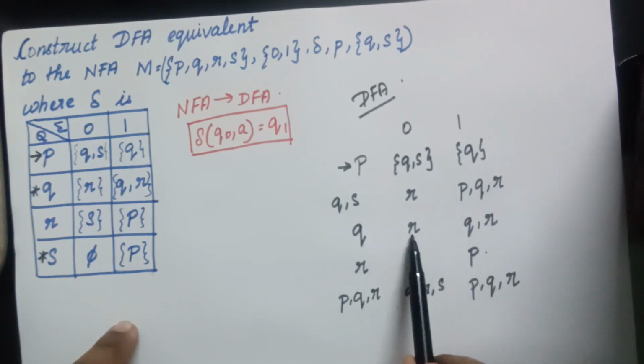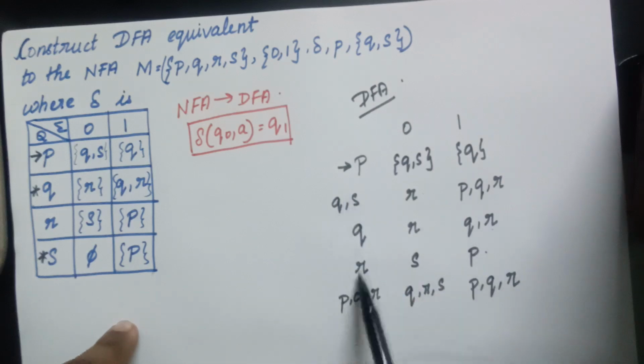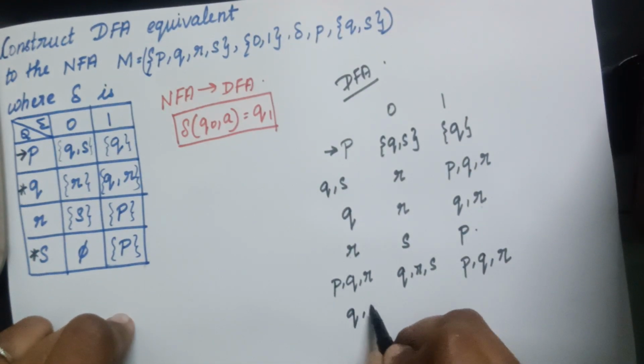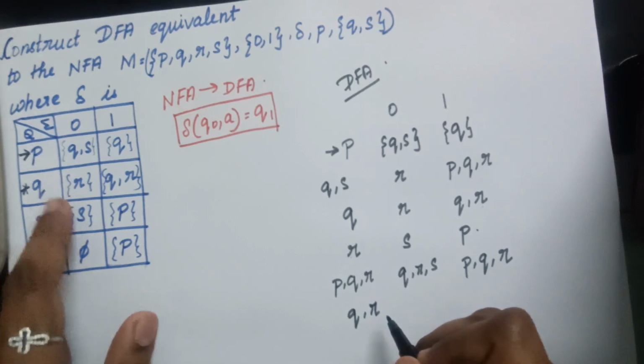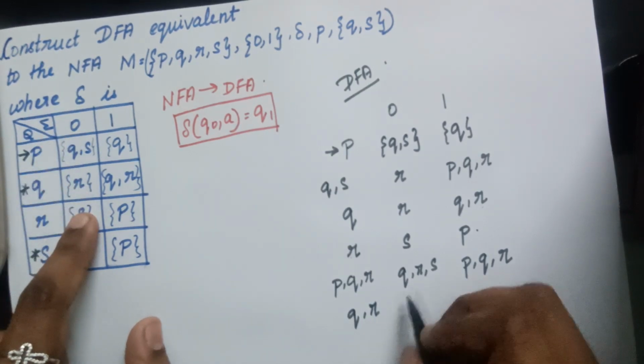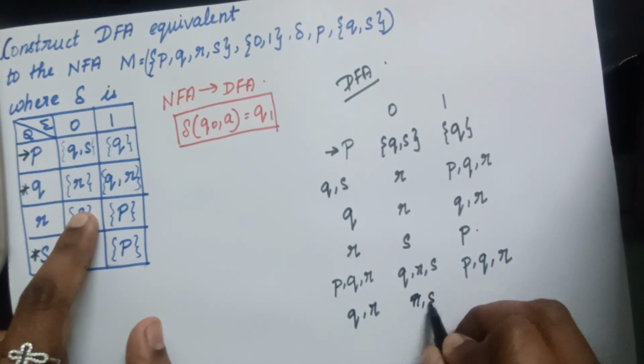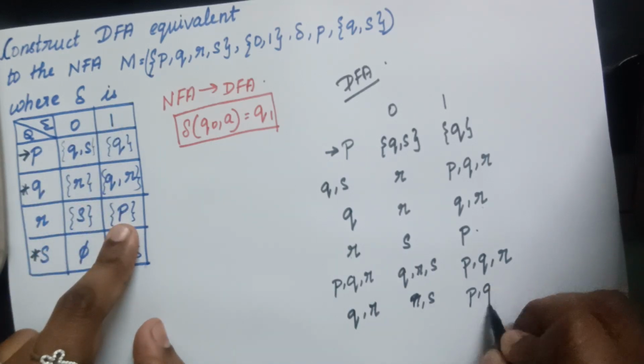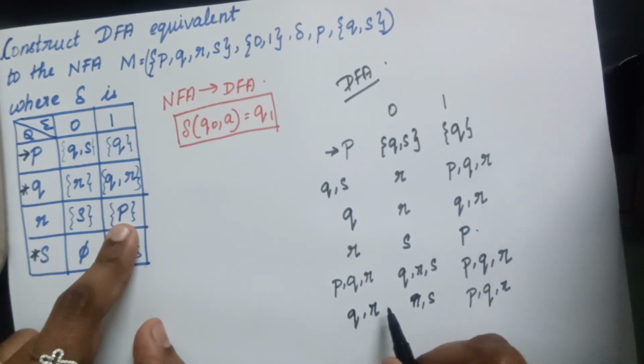Then in this row, R is already there. QR, it is not there. So QR is again a new state. So I'm going to take Q comma R. So Q and R for 0 transition, it gives me R and R comma S. And Q and R for 1 transition, it gives me PQR. So QR is over.